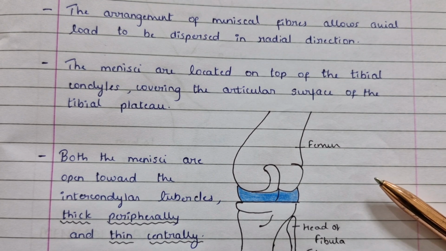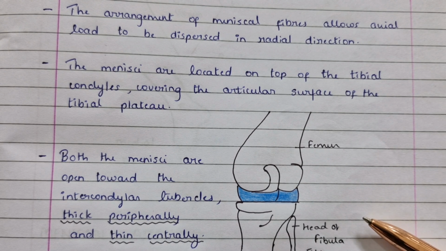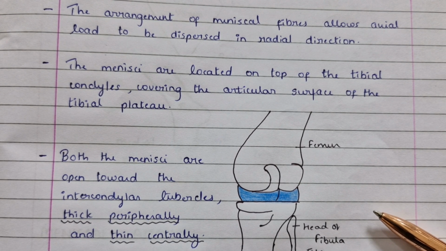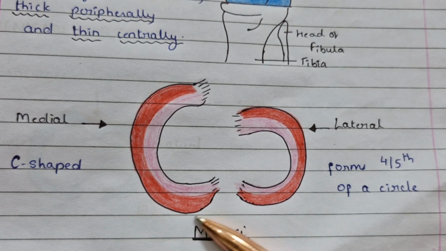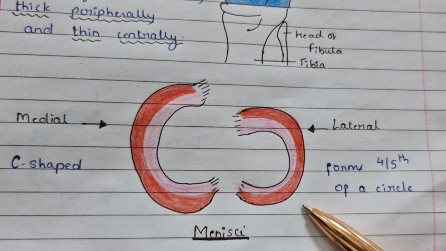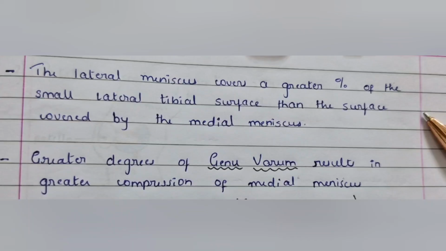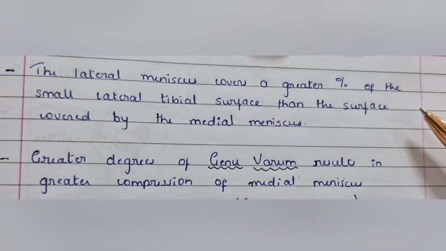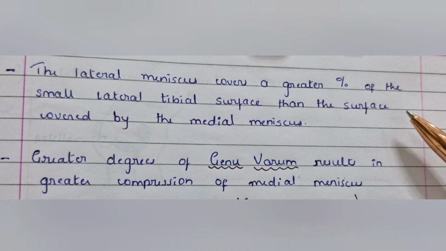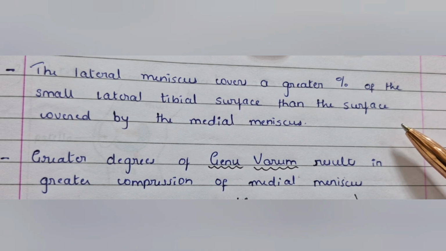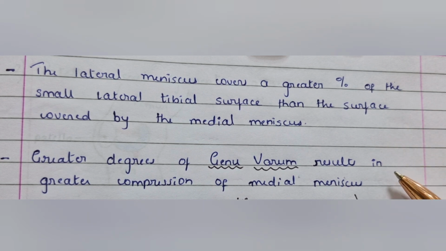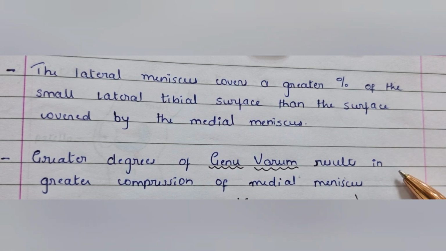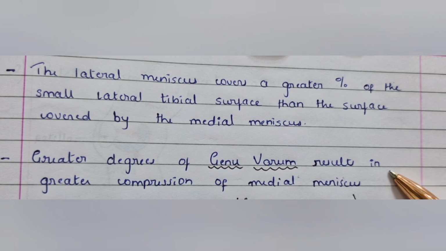Both the menisci are open towards the intercondylar tubercles. They are thick peripherally and thin centrally. The medial meniscus is C-shaped in structure and the lateral meniscus forms 4/5 of a circle. The lateral meniscus covers a greater percentage of the small lateral tibial surface than the surface covered by the medial meniscus. Greater degrees of genu varum results in greater compression of the medial meniscus.